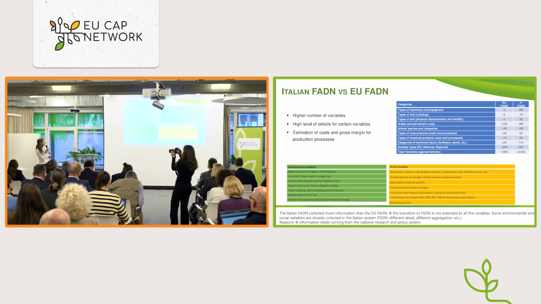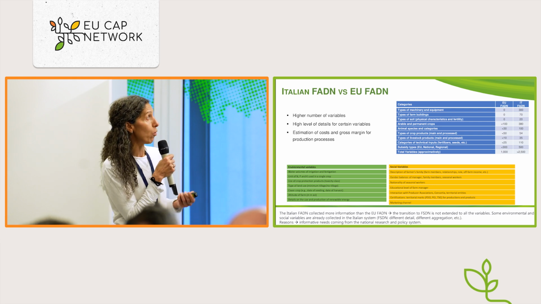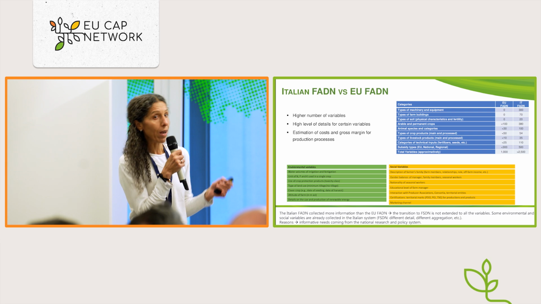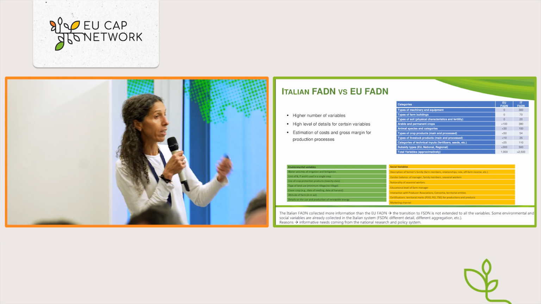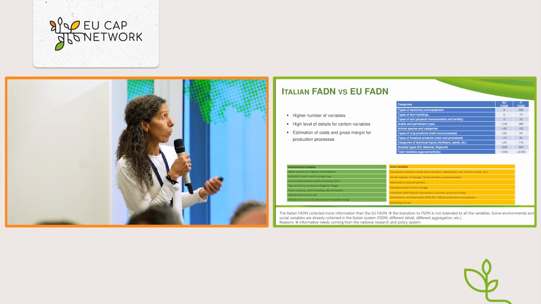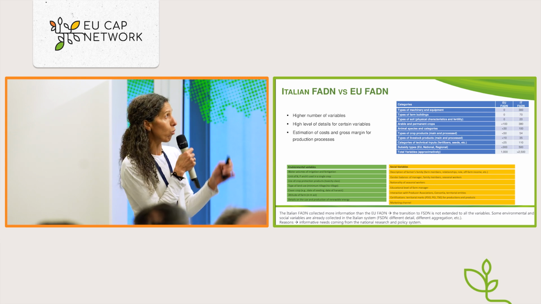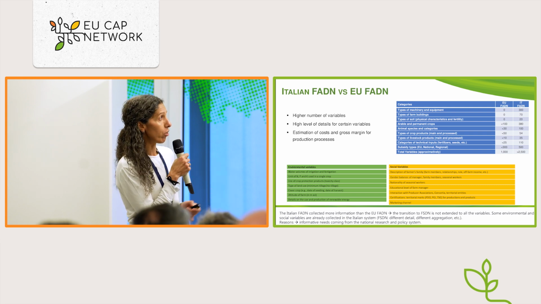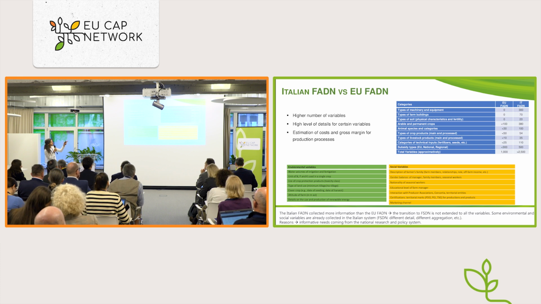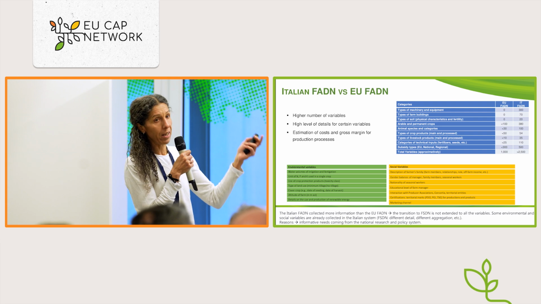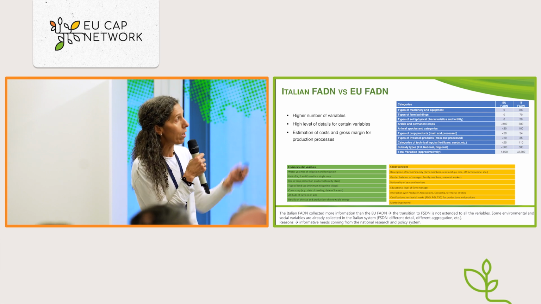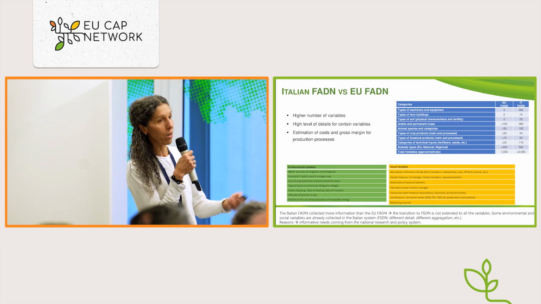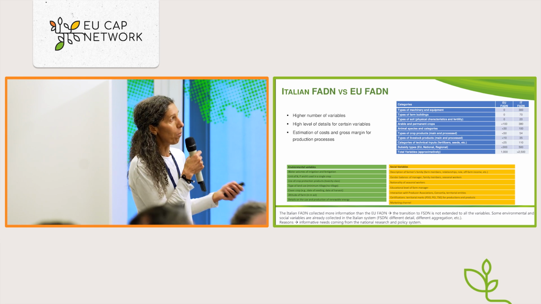In Italy, the Italian FADN collects more information than the European FADN. We have a higher number of variables with a high level of detail for certain variables. And we have also a more complex methodology, because at the end of the survey every year, we make an estimation of the cost and gross margin per production process. So we have this estimation for each crop and each livestock activity in the farm. In the blue table, you can see a kind of comparison in terms of number of several categories of variables. The comparison is made between the European FADN, so the information that is mandatory for the EU regulation, and the Italian FADN. So we collect really a lot of information compared to the European regulation.